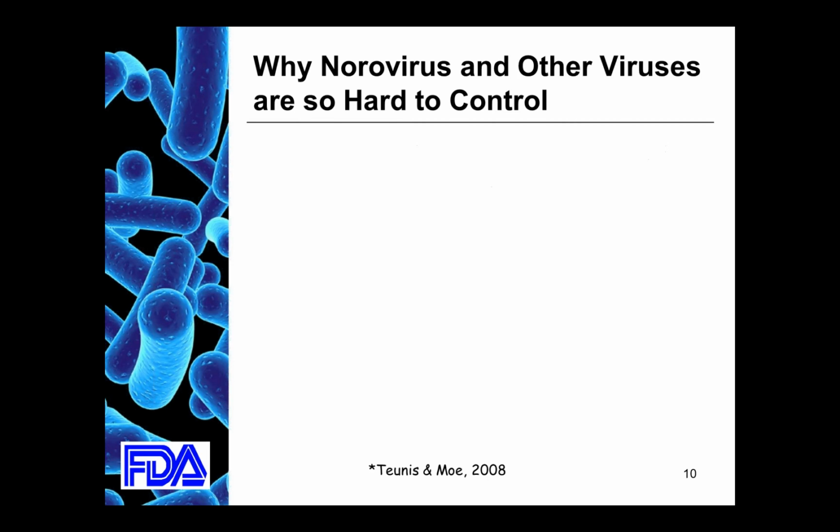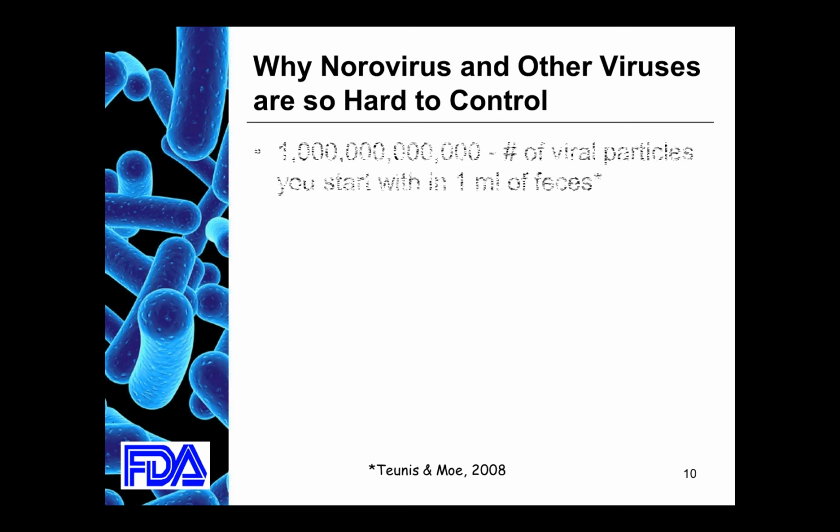Norovirus in particular, we'll use the numbers for it. If somebody is actively shedding this, at their peak, they can be shedding 1 trillion organisms, virus particles, in 1 milliliter of feces. So a lot of people will look at that and say, wow, I don't get a milliliter of fecal material on my hands when I go to the bathroom.